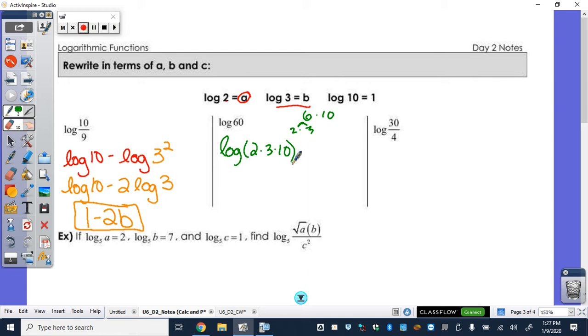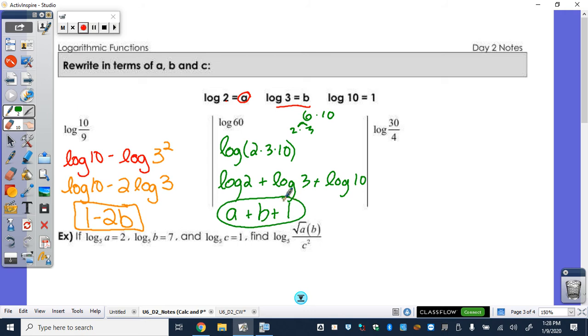So what is our rule of logs when I'm multiplying things? Yep, add the logs. So the log of 2 plus the log of 3 plus the log of 10. So now that we've gotten down to 2's, 3's and 10's, let's plug things back in. The log of 2 is a. Log of 3 is b. Log of 10 is 1. So we get a plus b plus 1.